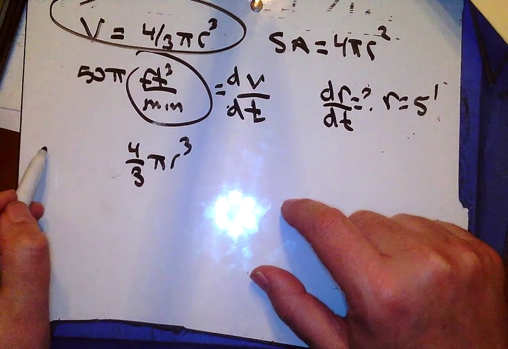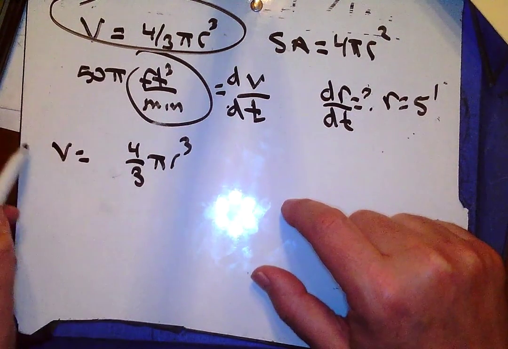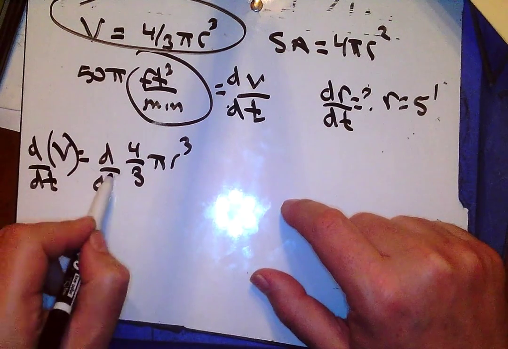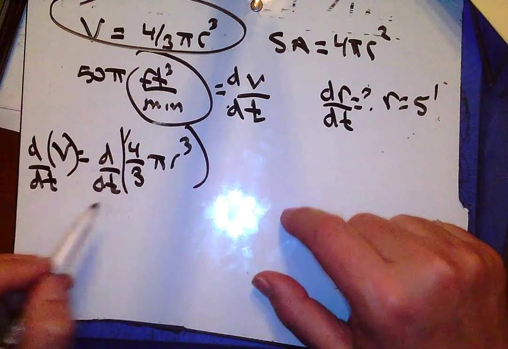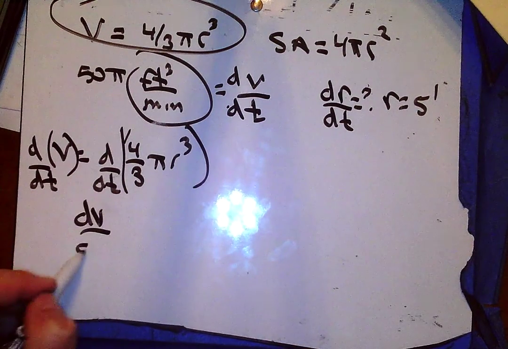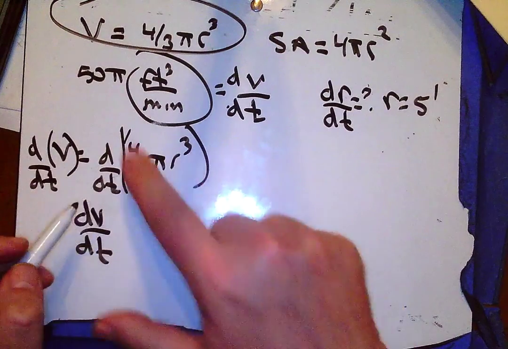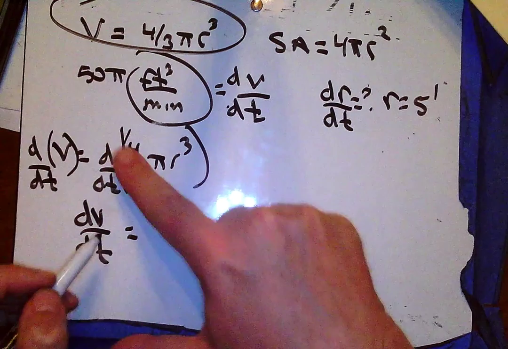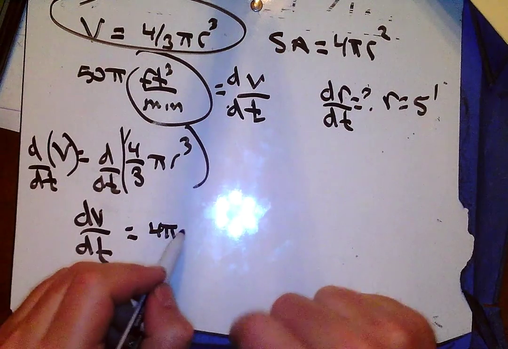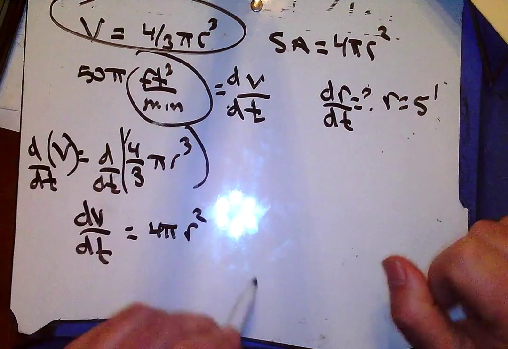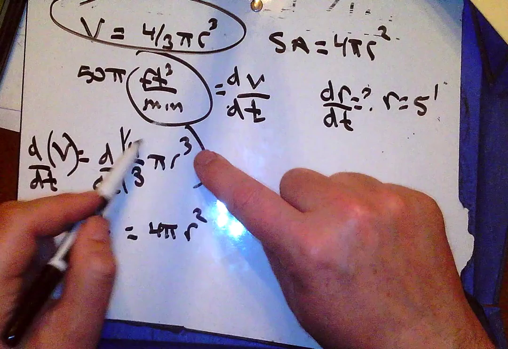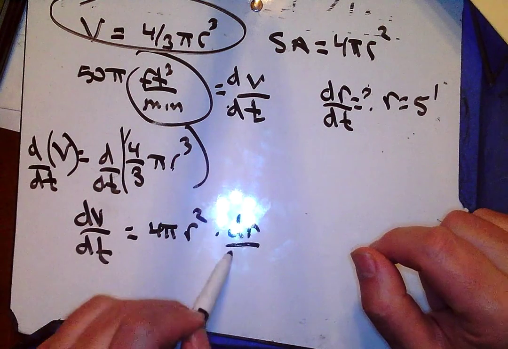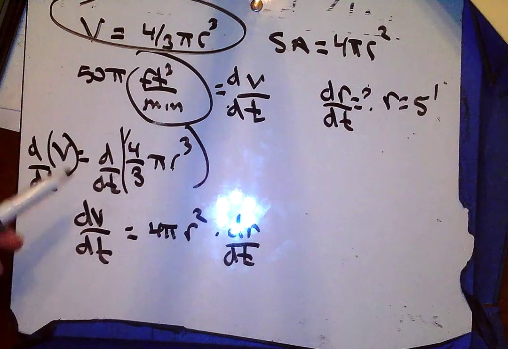In fact, let's do it this way. I can say the derivative with respect to time, the derivative with respect to time. On the left I have dV/dt, and on the right I'm taking the derivative of the outside function, bringing down that 3. Those 3s will cancel. I'll have 4 pi. Don't forget to subtract 1, r squared. But that's just taking the derivative of the outside cubing function. I still need to take the derivative of the inside with respect to time.